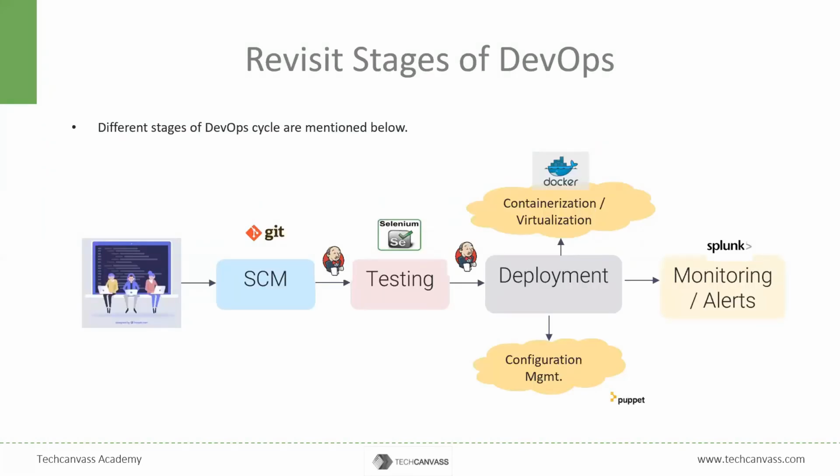As we have seen the different tools which are used in DevOps, let's revisit the DevOps pipeline diagram. In the first phase, we have development, where we can use any programming language of our choice depending on the project requirement. Then we have used Git or SCM, that is source code management. For automation testing, we have used Selenium. In the deployment phase, for virtualization and containerization, we have used Docker. For configuration management and automated deployment, we have used Puppet. And for monitoring and alerts, we have used Splunk. And for orchestration of the whole CI/CD cycle, we have used the CI tool called Jenkins.